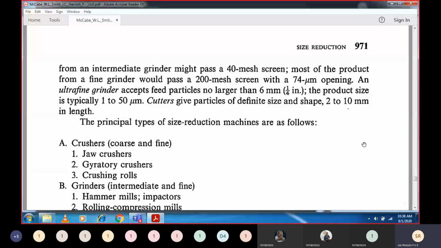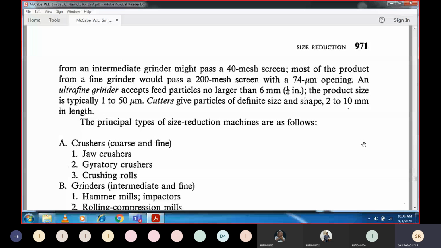Okay. So this is how we are supposed to construct the tabular column for the sieving. Here he says most of the product from the fine grinder would pass through 200 mesh. In the grinder we again have some variations, primary grinder and ultrafine grinder. First we get the product from the crushers, and that is sent to the grinder. After grinding is over, the product is called 100 mesh number, 200 mesh number, 20 mesh number, etc., because their sizes are very small.